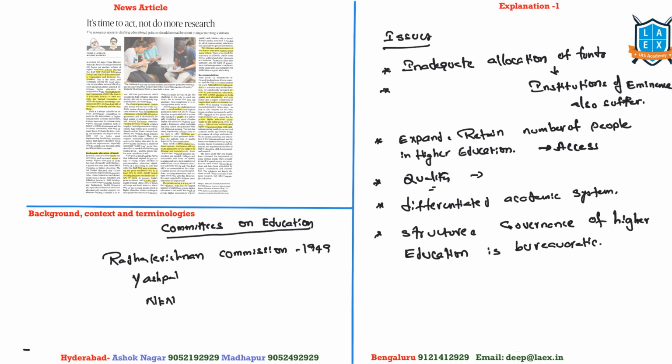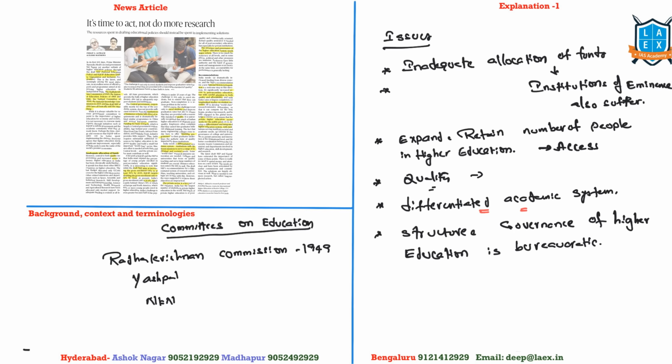In this case, the author talks about a differentiated academic system. It means research institutions and institutions which are meant to promote jobs have to be separated from each other. There have to be some niche institutions which engage themselves in research, and after that we have to have certain colleges and universities which can provide job-related skills to people. So this is called a differentiated academic structure.